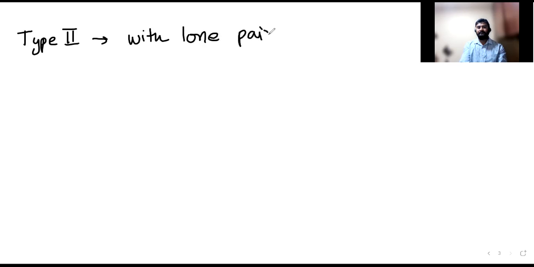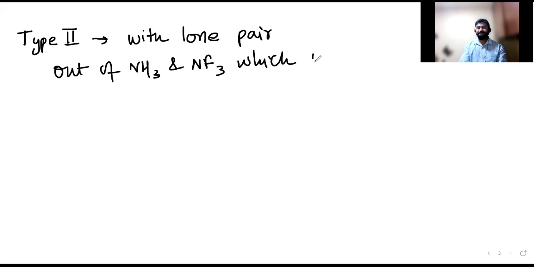Okay, now we are at type 2 questions. Type 2 questions will be lone pair based questions. Okay, so let's do it. One question they can ask you is that out of NH3 and NF3, which is more polar?